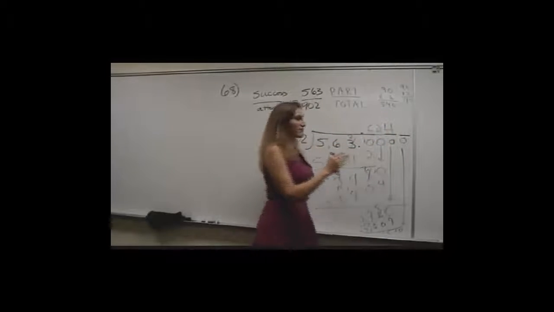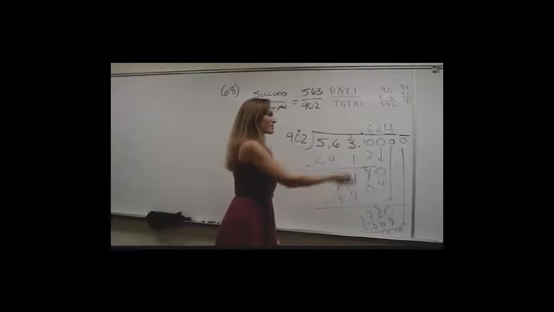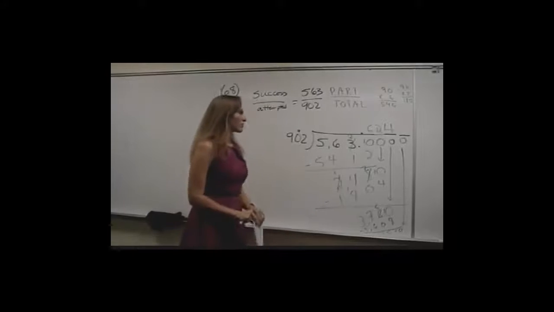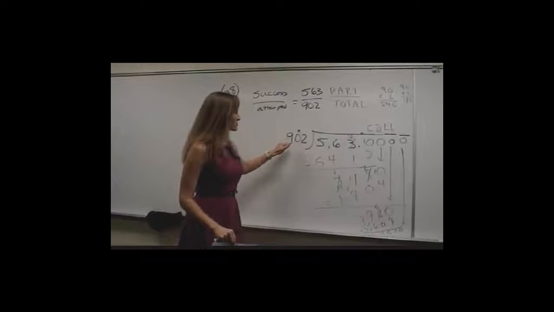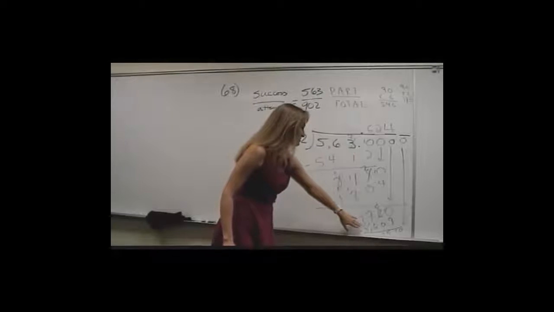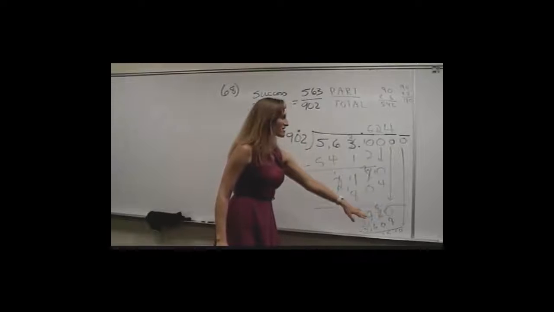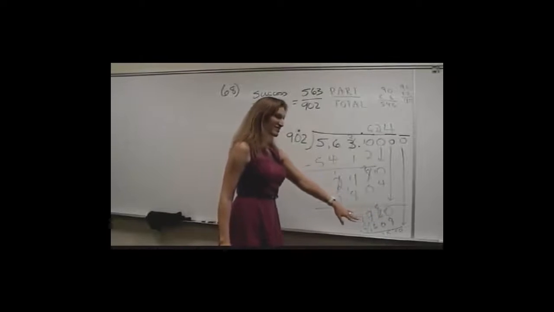I only need to find out if it's 5 or bigger, or if it's less than 5. Correct. Because the only reason I need that is to see if I need to take that 4 and round it up, or just leave it alone and leave it as a 4. Now, you already multiplied 4 times 902, and you got the 3,608. Now, what I have left is going to be less than that.